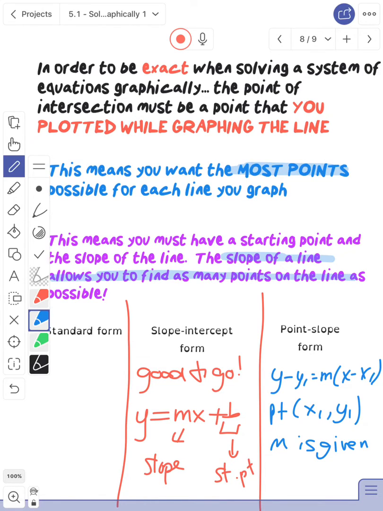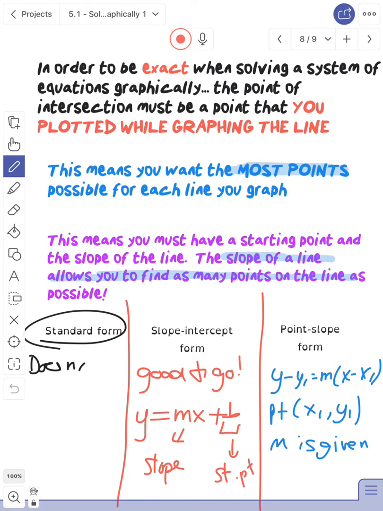The thing that we'll need to watch out for is standard form. Standard form does not tell us the slope. Right? If I have something like 4x plus 3y is equal to 12, I don't know the slope of that line. And now, while I might be able to get 2 starting points, we want the slope to make a more accurate line to plot more points.